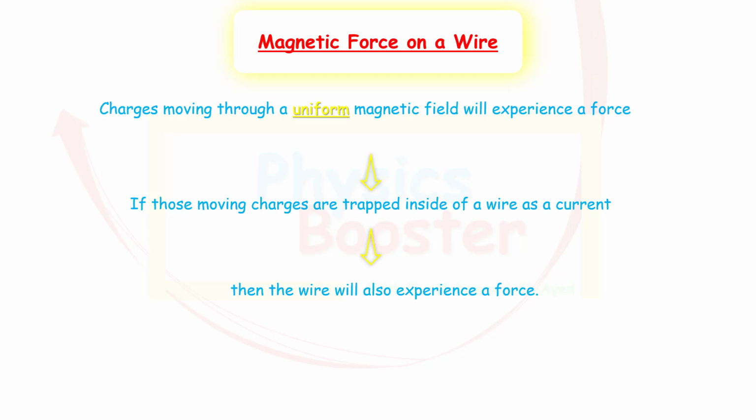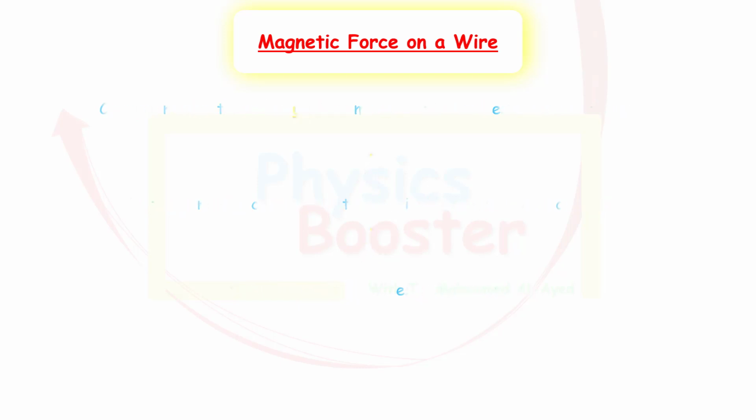So the whole idea is that magnetic fields have an effect on charges, and charges are passing through wires when there's current passing through a wire. This means that the wire will also experience a force applied on it.